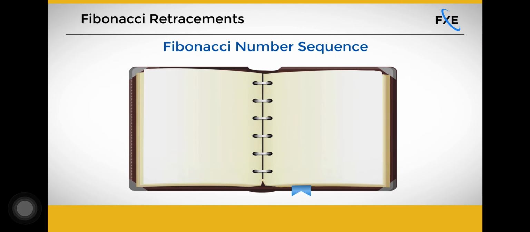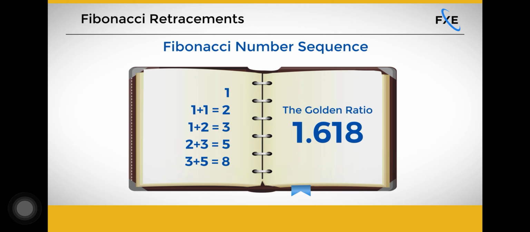Fibonacci numbers were first discovered in the 12th century by an Italian mathematician named Leonardo Fibonacci. Fibonacci numbers can be best described as a sequence of numbers where each successive number is the sum of the two previous numbers. As you can see in the example on the screen, each number is added to the previous number, and this process continues to extrapolate out theoretically to infinity.